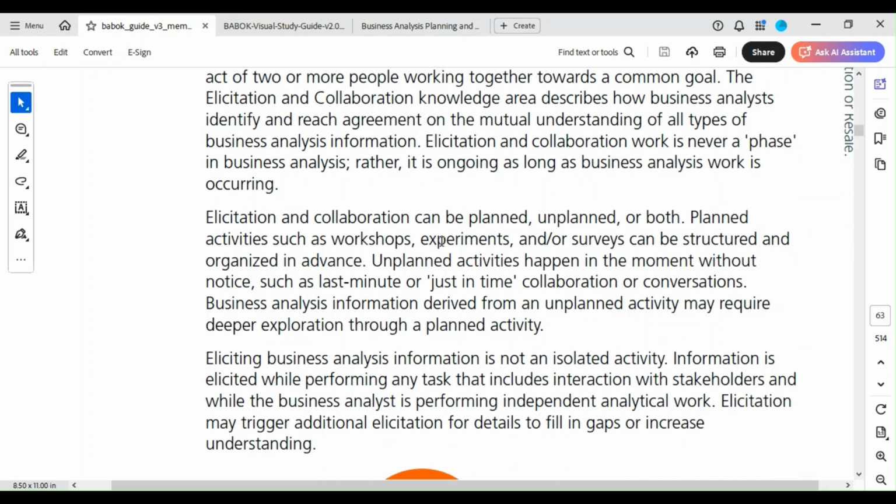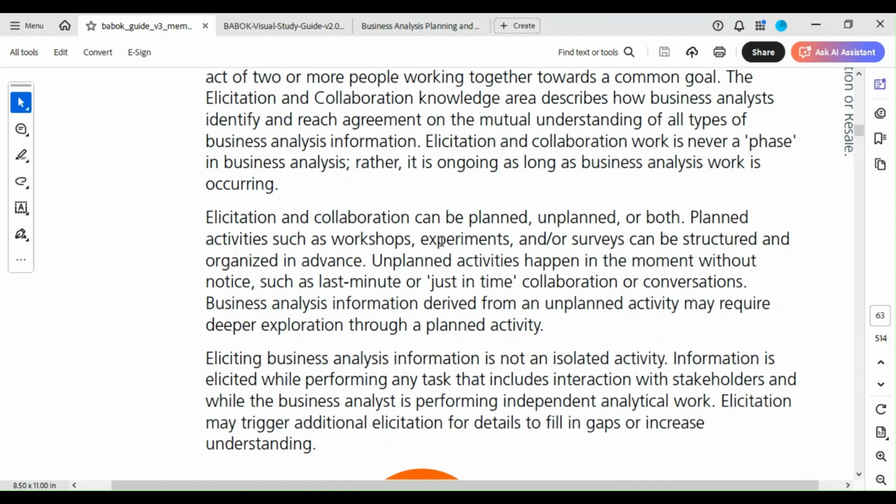Planned activities such as workshops, experiments, and surveys can be structured and organized in advance. Unplanned activities happen in the moment without notice, such as last minute or just-in-time collaboration or conversations. Just like I mentioned earlier, business analysis information derived from an unplanned activity may require deeper exploration through a planned activity.